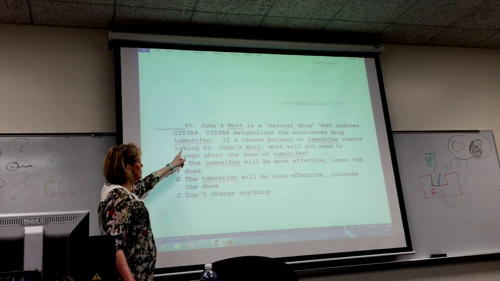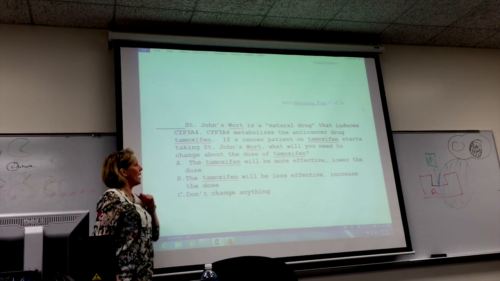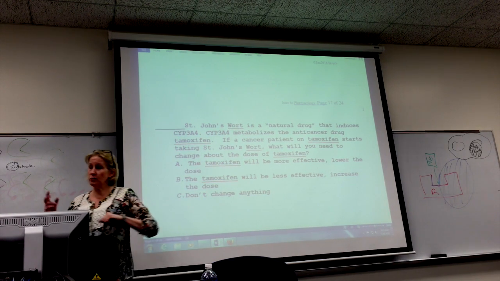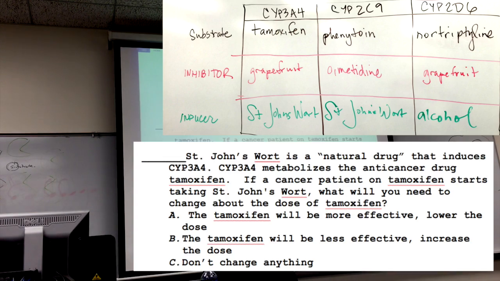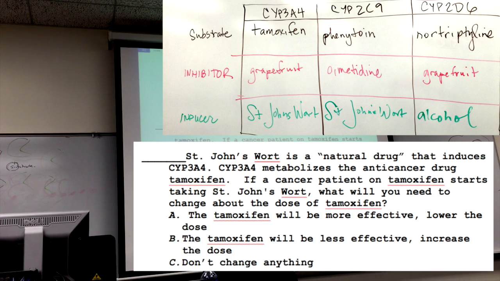If I have a patient who maybe has an estrogen receptor positive breast tumor and is taking tamoxifen, CYP3A4 breaks down tamoxifen, meaning that tamoxifen is its substrate. So if the patient on tamoxifen starts taking St. John's wort without telling you, which happens all the time, what do we need to do about the dose of tamoxifen? So we're going to assume the patient continues to take the amount of tamoxifen that they used to take. All right, so that has not changed, but they started taking St. John's wort. What's going to happen?